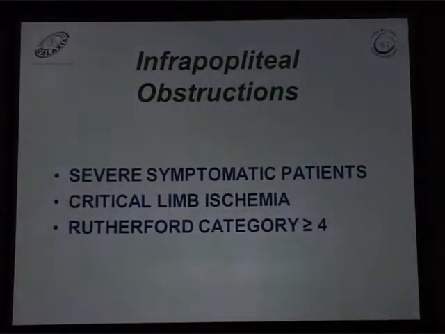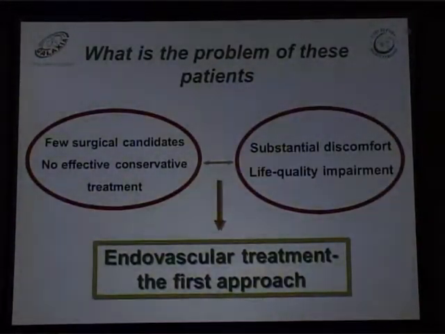So in summary, infrapopliteal obstructions could lead to severely symptomatic patients with critical limb ischemia and with Rutherford category more than 4. What's the problem with these patients? Few surgical candidates, no effective conservative treatment, substantial discomfort, and life quality impairment. In this case, endovascular treatment is the first approach.